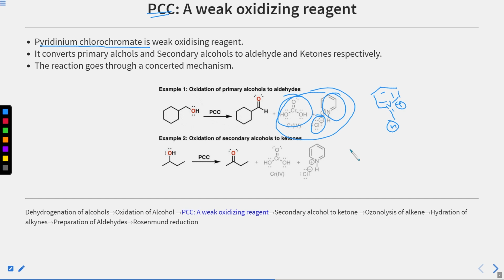So we have taken two types of alcohol. This is the 1 degree alcohol. This is the 2 degree alcohol. If we take 1 degree alcohol, then it is converted into aldehyde.